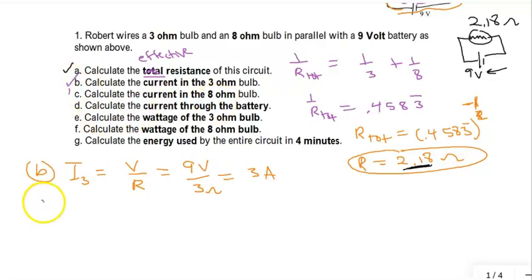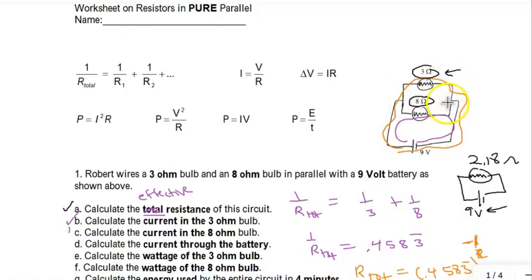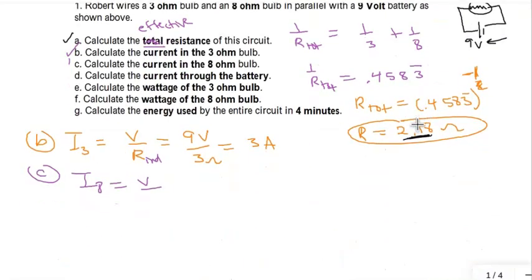Find the current through the 8. And notice we're using R individual here, not R total, because you have 2 independent loops. Whereas if they were in series, you'd have to use R total because you couldn't go through the 3 without also going through the 8. So 9 volts over 8 ohms, which is 1.125 amps.